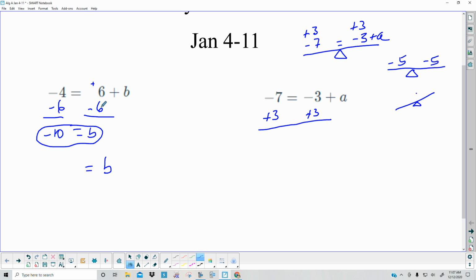Here I subtracted 6 on the right. I also have to subtract 6 from the left. I added 3 to the right, I have to add 3 to the left. Negative 7 plus 3 is negative 4, is equal to negative 3 plus 3, they cancel out, is equal to a. That's it.